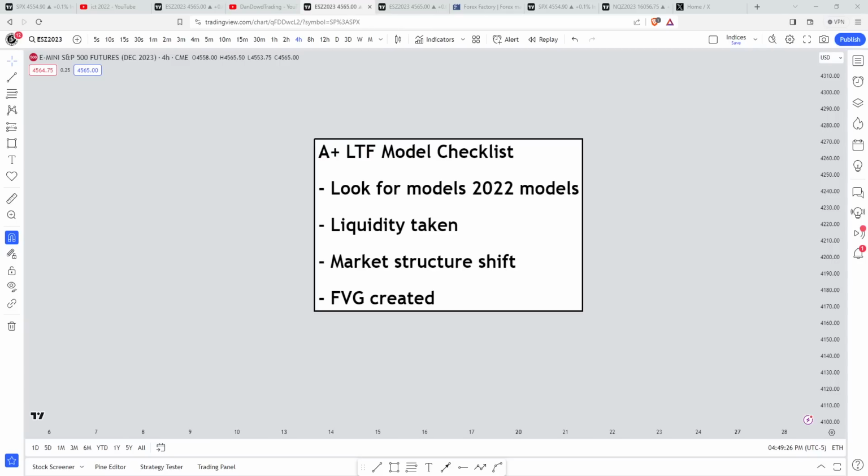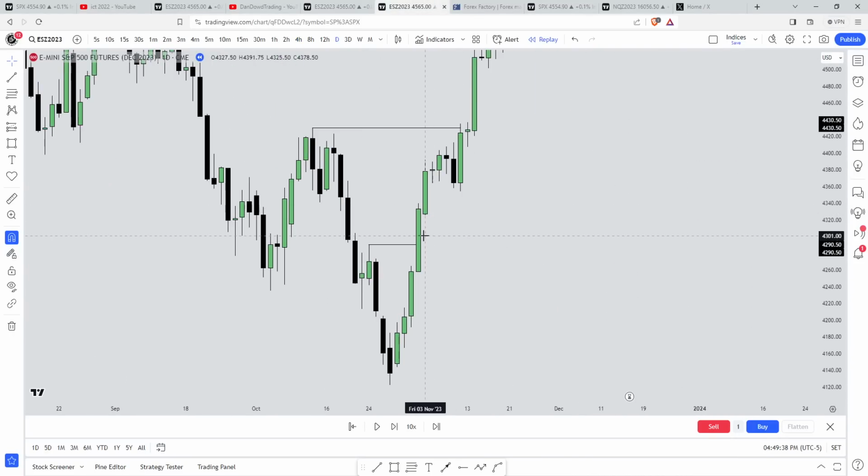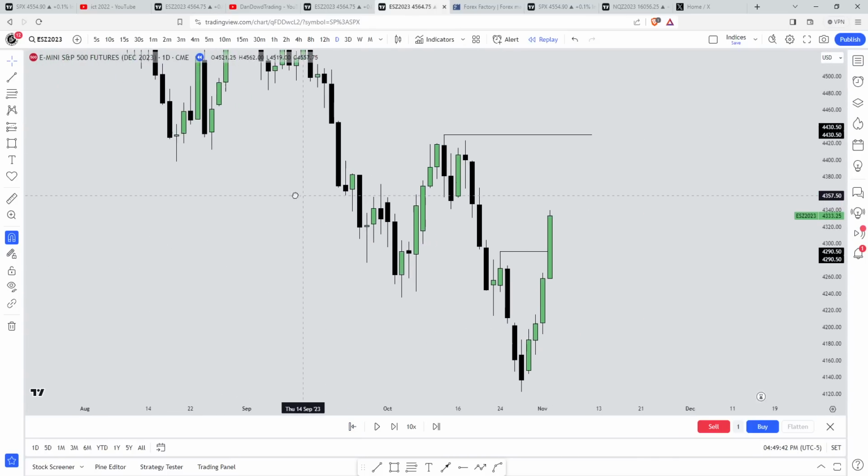So this is what the lower time frame model checklist looks like. We're looking for 2022 models in the direction of that bias, which is liquidity taken, a market structure shift with a fair value gap. So that being said, let's dive into price action after November 2nd, because that's when we had the bias that price is going to start targeting higher prices.